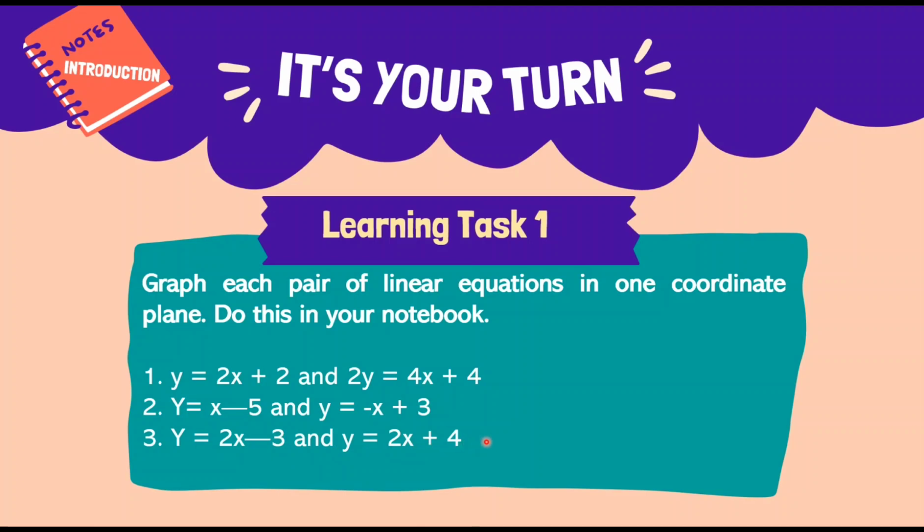The first thing that you need to do is to rewrite the given equations into slope-intercept form. As you can see, the givens are already written in slope-intercept form, except for 2y is equal to 4x plus 4. So what will we do with 2y is equal to 4x plus 4? We need to rewrite this into slope-intercept form. Then you need to graph the given pair of linear equations in one coordinate plane. What will we do here? It is the same as what we did in graphing a single linear equation. On our next slide, I will give you an example in order for you to recall how to graph the linear equation. I will use the given number 1.